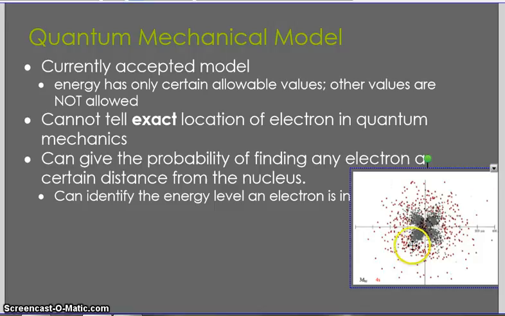So this probability cloud that you see over here is showing more dots in the locations where electrons are more likely to exist. So our understanding is that there are specific regions where the energies of the electrons make them more likely to be. We can give probabilities of finding electrons in a region, but we cannot tell exactly where it is at any given time.